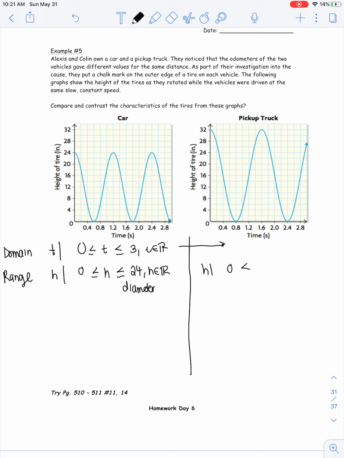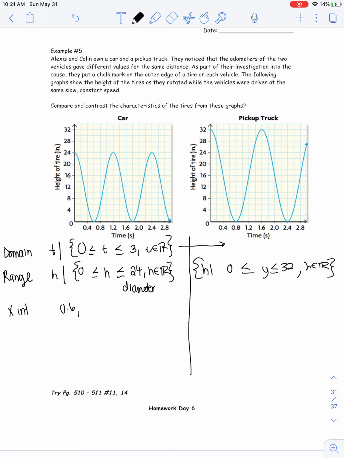Versus this one, it's going to go from 0 up to 32. So we know that the pickup truck has a bigger tire, just from this information here. And then we have our y-intercept. This is when the tire is going on the floor. These are the times when, because they put a little chalk mark on this tire, whenever that chalk mark on the tire hits the ground, that is where it is an x-intercept.